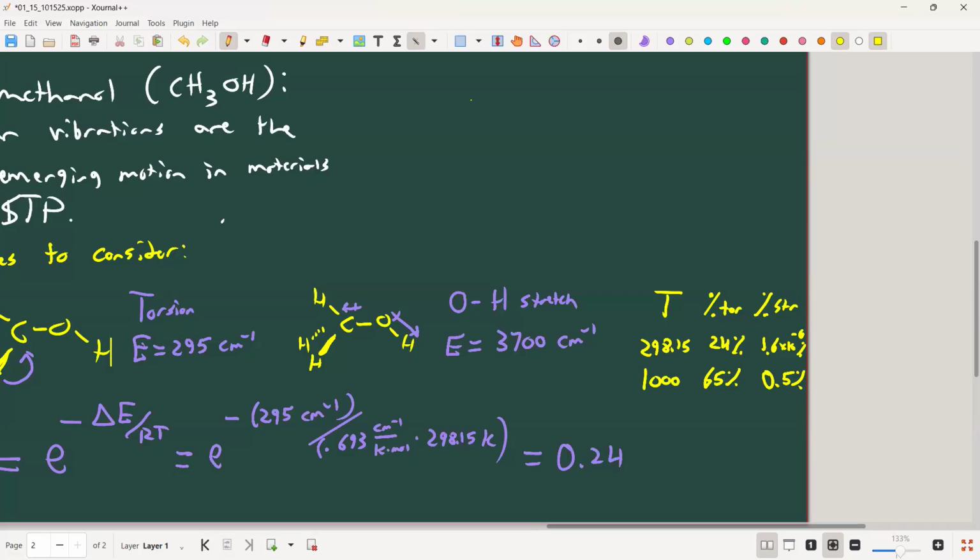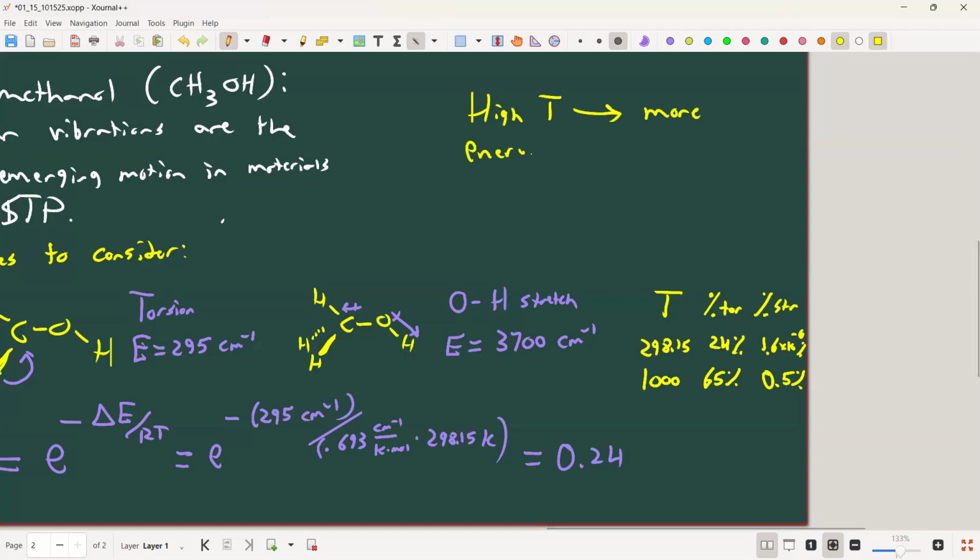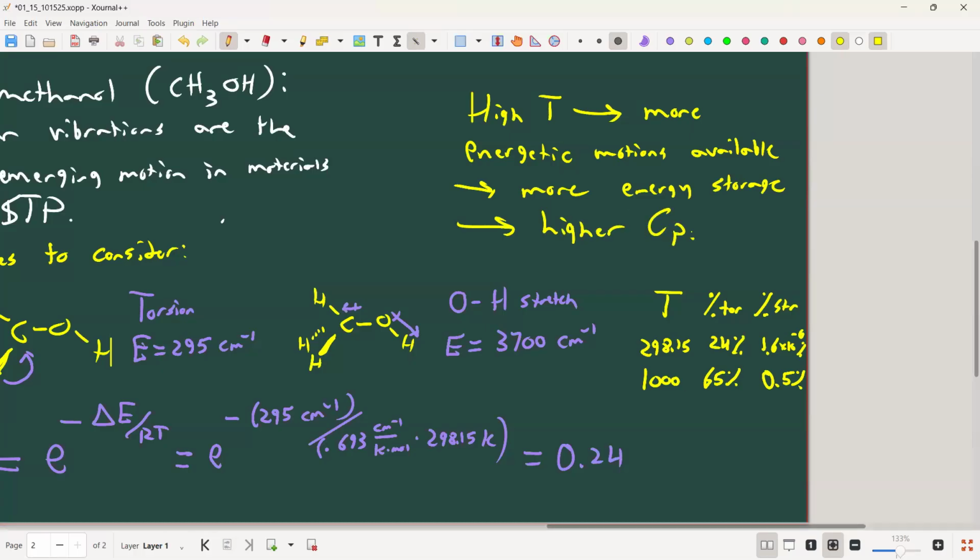So what this means is that at high T, you have more excited, more energetic motions available, which means more energy storage, which means higher heat capacity. Remember, heat capacity just measures how much a molecule can store before it has to put that energy in a reservoir into the entropy of the system.